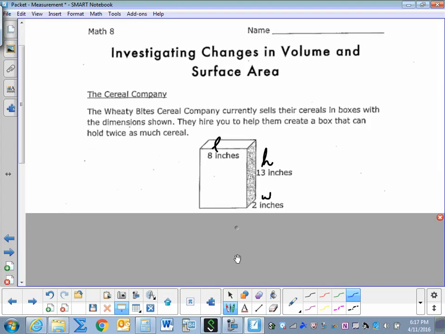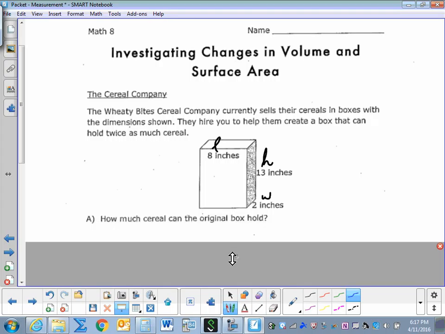So here's our original Wheatie Bites cereal box. It's 8 by 13 by 2. So we're going to label the 8 inches as the length, 13 is the height, and 2 is the width.